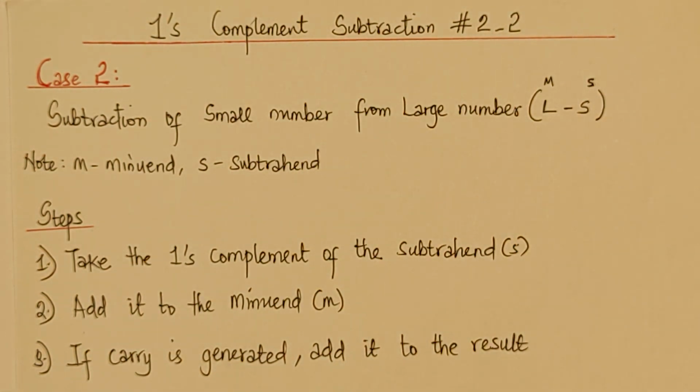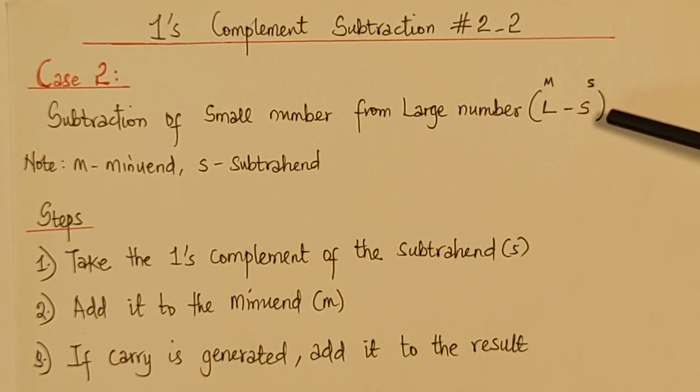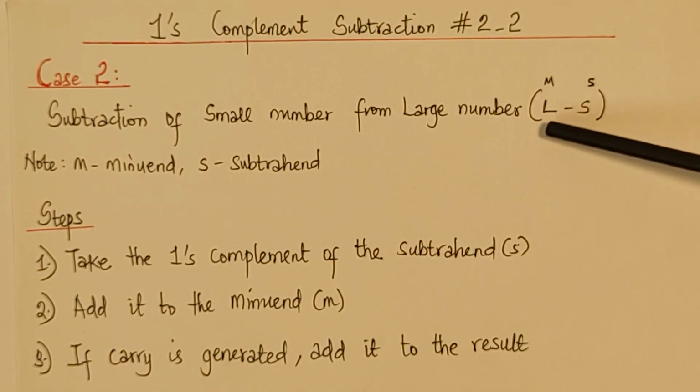In this video, I want to teach on first complement subtraction. But in this case, I want to look at case 2, where we have subtraction of a small number from a large number. So L is large and S is small number. Remember, we have this S to be the suprahand and the M, which is this part, to be the minor end. So please take note of that.